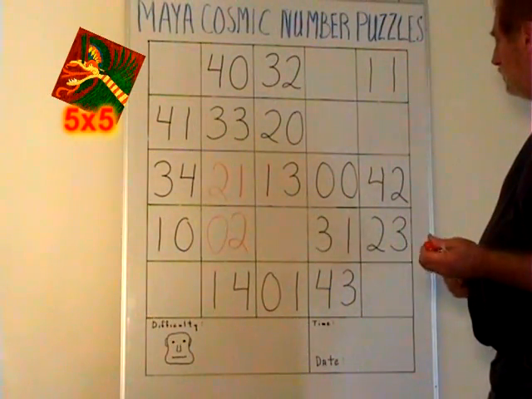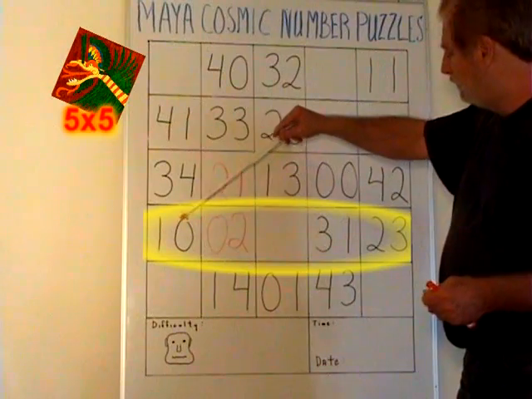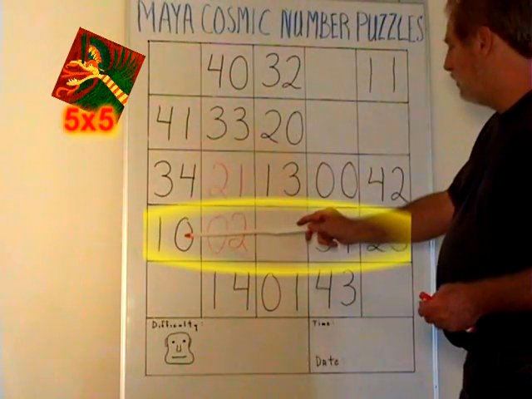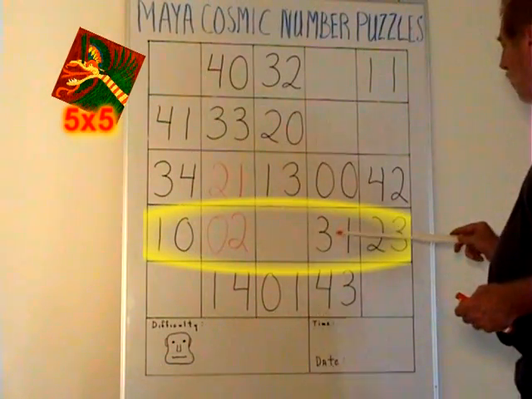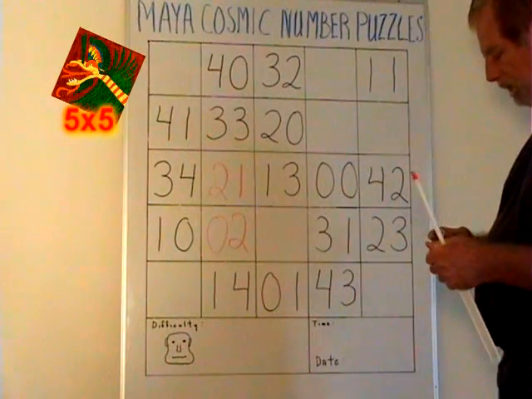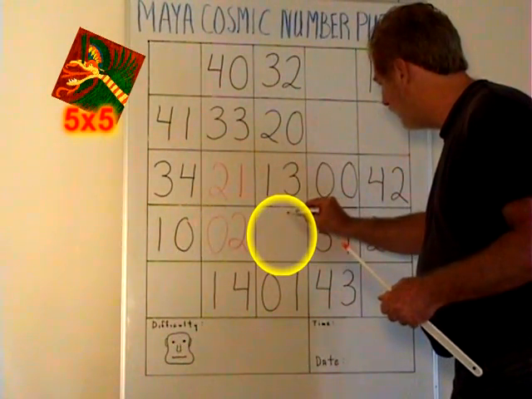Next, I would solve this row. I have a 0, a 2, a 1, and a 3. So I am missing a 4. The 4 would then go here.